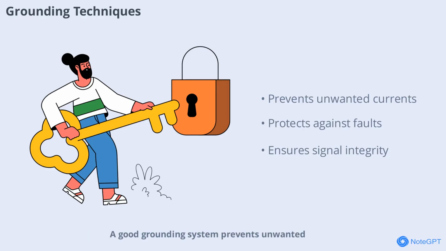A good grounding system prevents unwanted currents and protects against electrical faults. Designers use various grounding techniques such as single-point or multi-point grounding depending on the application. Proper grounding is essential for both safety and signal integrity.